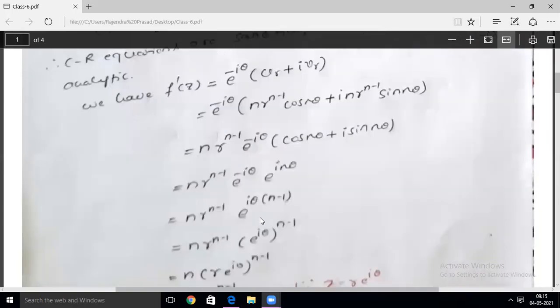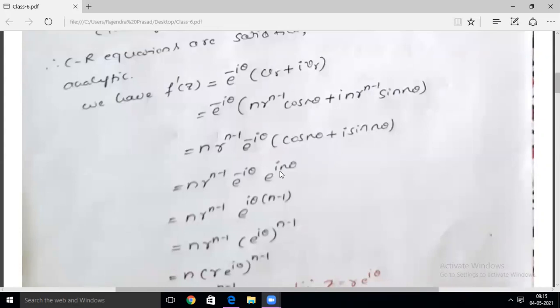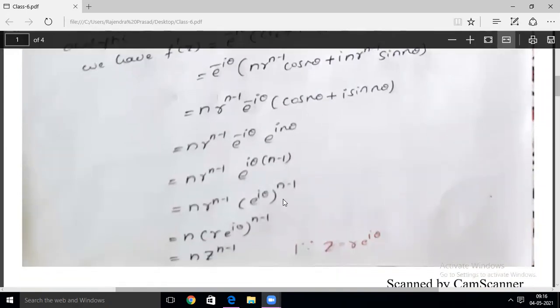Next, here the bases are the same again. e is the base here, so minus i theta plus i n theta. We have to take i theta common in the power. On taking i theta common, what remains is n here and minus 1, right? So obviously n into r power n minus 1 into e power i theta into n minus 1.